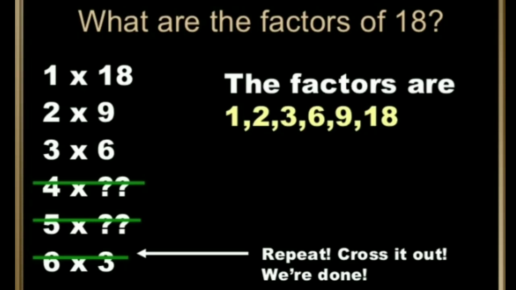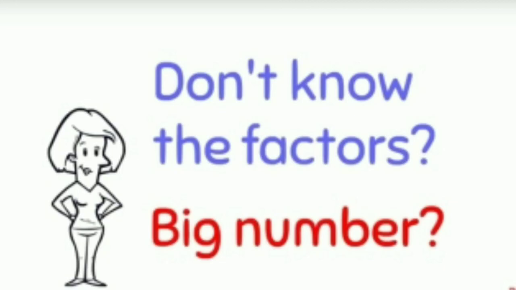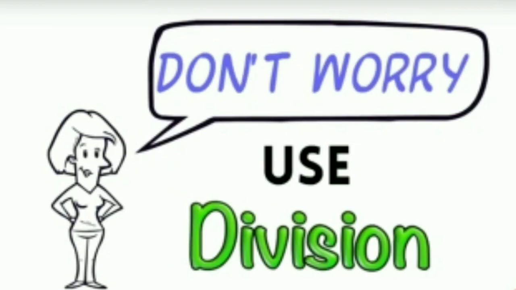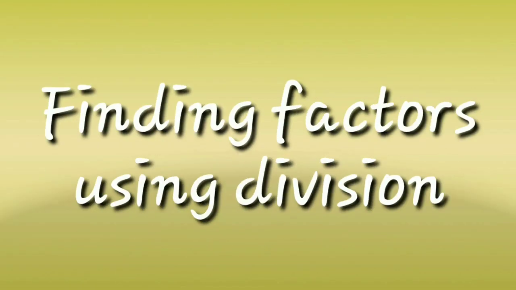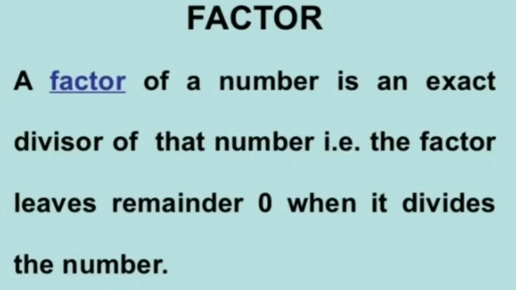But what about larger numbers? How can you determine the factors of a bigger number? Because you don't know the tables of bigger numbers as well. So don't worry, in this situation we have to determine the factors with the help of division. Yes. Now before going on, let us remind ourselves of the definition of factors in terms of division. A factor of a number is an exact divisor of that number. That means the factor leaves remainder 0 when it divides the number.